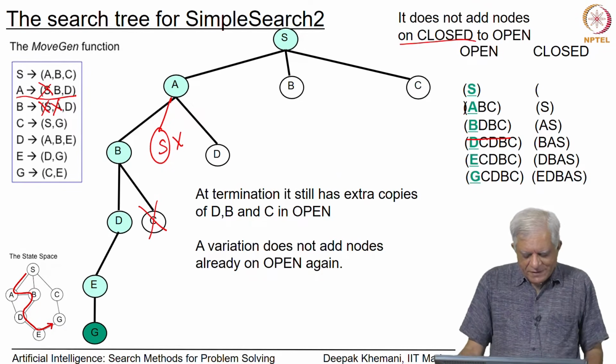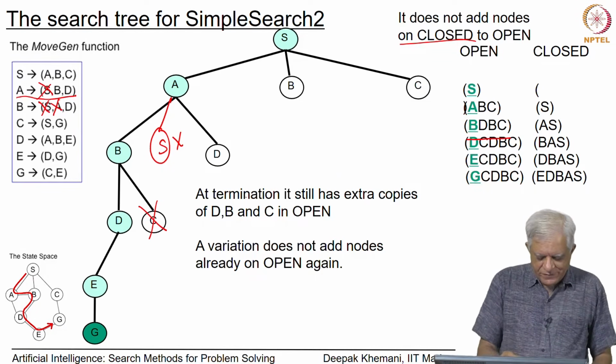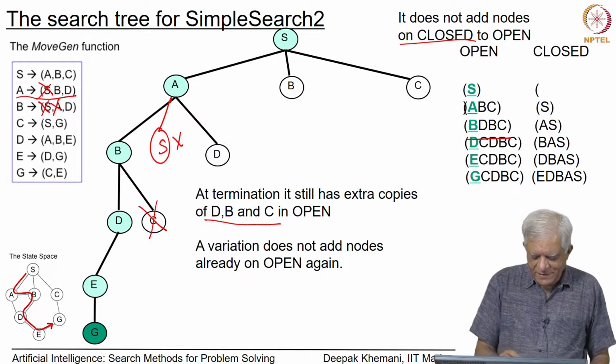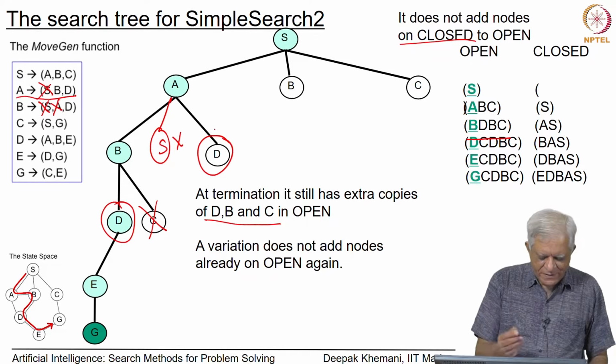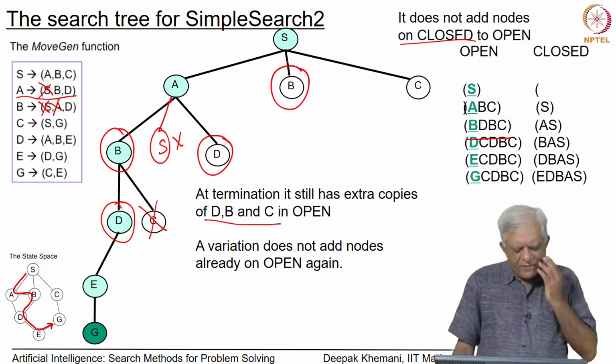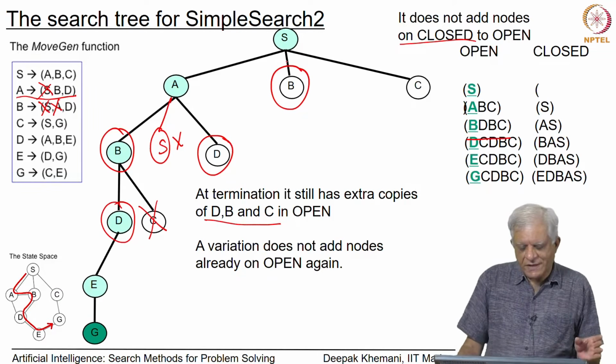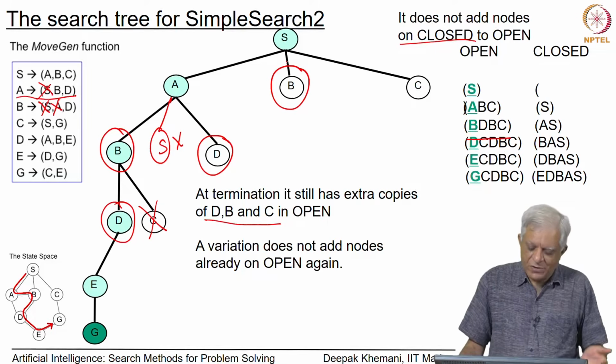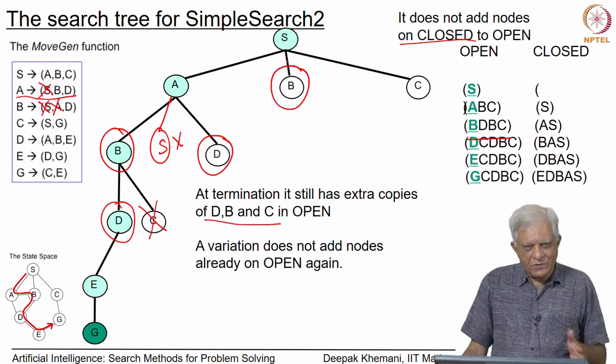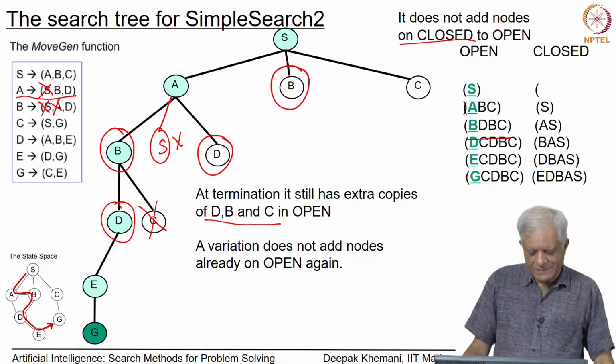As you can see that at termination it still has extra copies of D, B and C, well not C because this C was an error here, but at least of D and B, and D we had visited, but there is a copy lurking around somewhere, B we had visited, there is another copy lurking around somewhere. We could avoid that also by saying that not only do not add those nodes which are already on closed, do not add those nodes which are also on open essentially.